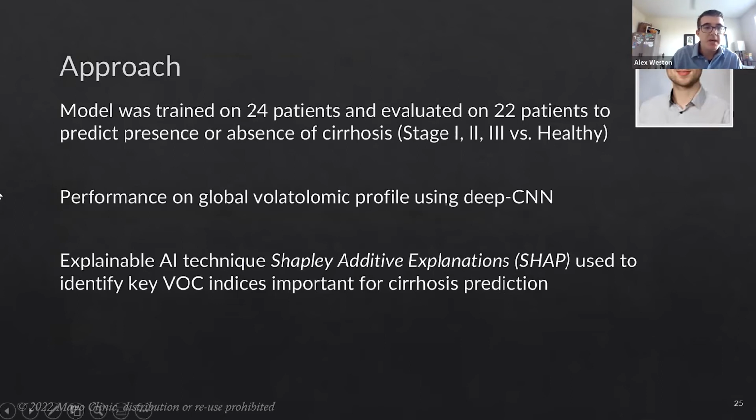I'll talk about the results of our convolutional neural network. And then finally, I'll go into an explainable AI technique called SHAP, or Shapley Additive Explanations, that we use to try to identify which molecular features or which VOC indices are important for cirrhosis prediction. And I want to credit Miko, who's a statistical programmer in our group, who did the bulk of the work in modeling this.